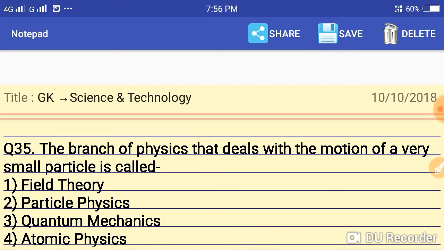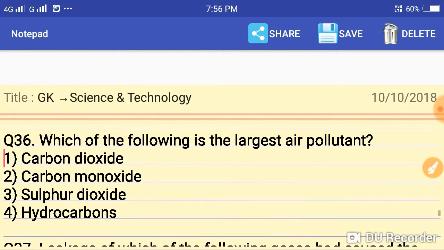The branch of physics that deals with the motion of very small particles is called. So 35, right answer is option 3, quantum mechanics. Option 3, right answer. Next question. Which of the following is the largest air pollutant? This is an important question. Question number 36. Right answer is option 2, carbon monoxide.